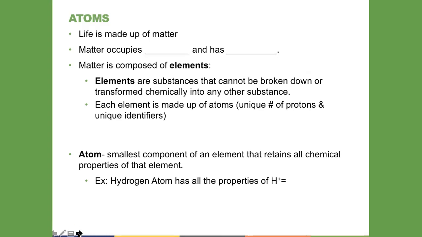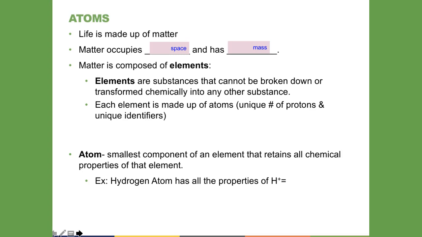Life is made up of matter, and matter occupies space and has mass. Okay, matter is composed of elements, and what is an element? Elements are substances that cannot be broken down or transformed chemically into any other substance. They are going to have the chemical properties of those specific atoms only. So atoms are small components of an element that retain all chemical properties of that element specifically.